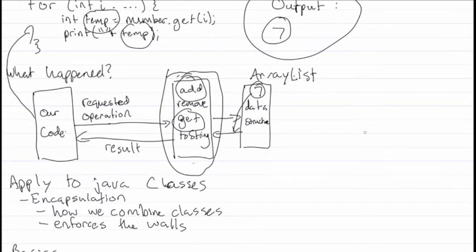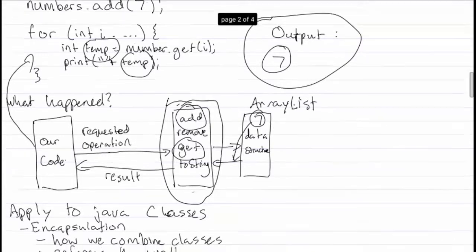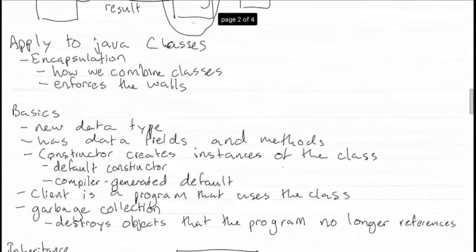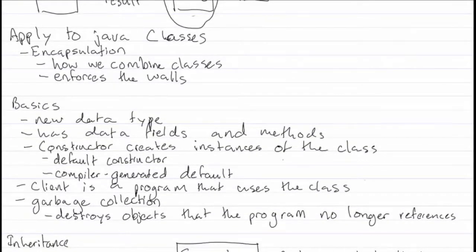So now that we have an understanding of how abstract data types work and how they work with data structures, and that's basically a good overview of how data abstraction works, let's go over a little review of Java classes. Java classes use something called encapsulation, and encapsulation is basically a part of object-oriented programming.